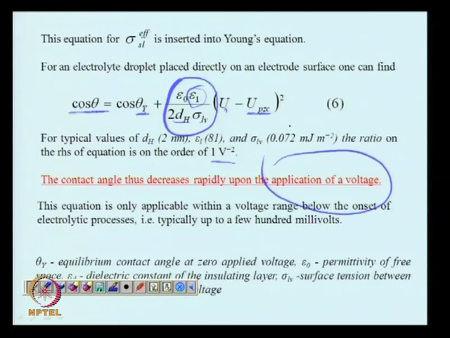But the limitation is you really have to operate it below the onset of electrolytic process. Therefore, it can only be operated up to a fraction of a volt. If your potential difference is beyond that, then your electrolysis process would start, and the entire process will break down. So, even though it is a very interesting phenomenon to look at, the fact that it can only be used at a very low value of the applied potential limits its use for any practical applications. So, simple electrowetting will be difficult to implement for any practical application.